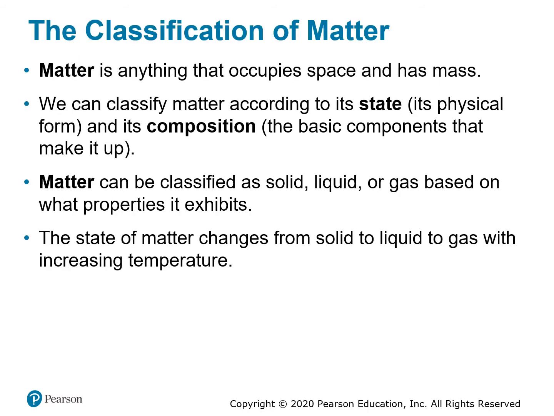So as we said, chemistry is a study of matter. So we are going to now classify this matter. Matter is anything that occupies space and has mass. So your textbooks, the desk, the chair, our bodies, all these things are composed of matter. And we can classify matter according to its state or its physical form and its composition. So what are the basic components that make it?